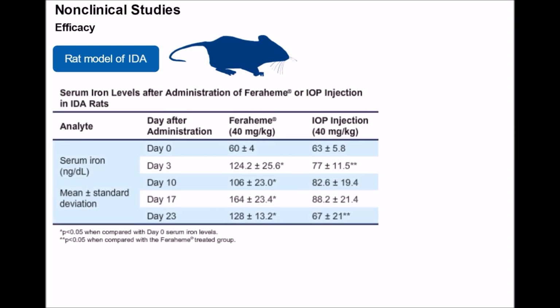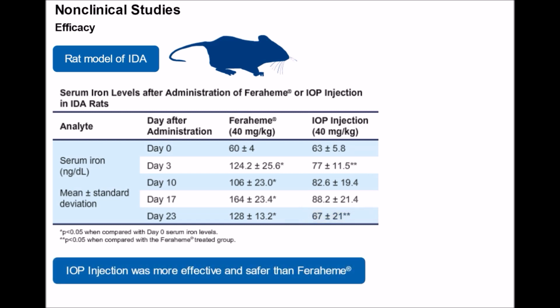The serum iron levels, which are an indicator of unregulated release of labile iron into the body, were increased twofold in Ferraheme-treated rats and did not recover after 23 days. In contrast, IOP injection-treated rats had transiently increased serum iron levels that nearly returned to baseline levels after 23 days. This study thus showed that IOP injection was more effective and safer than Ferraheme in a rat model of IDA.